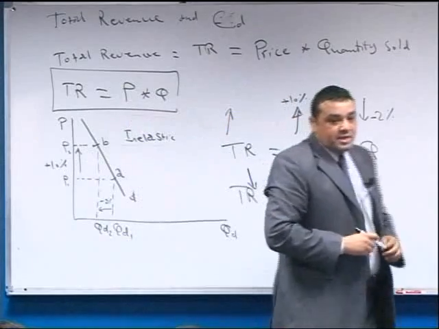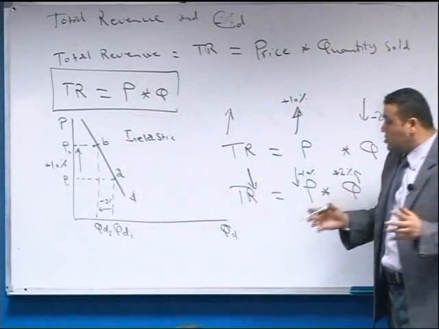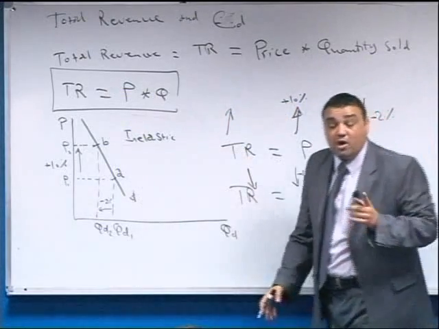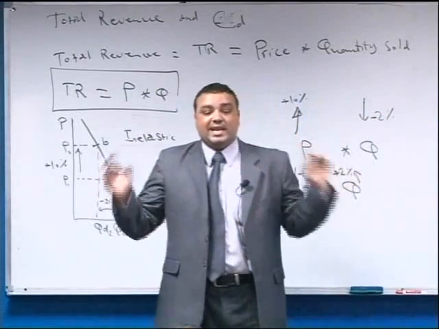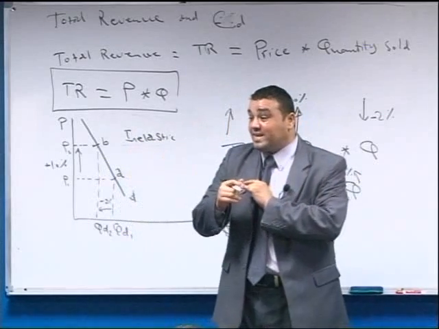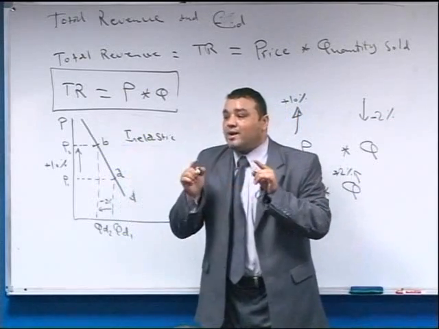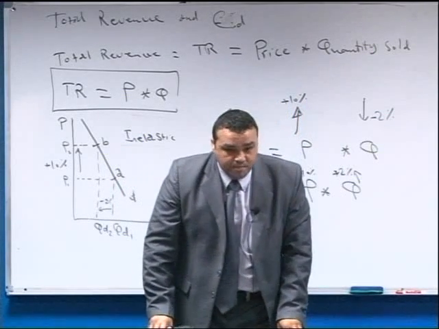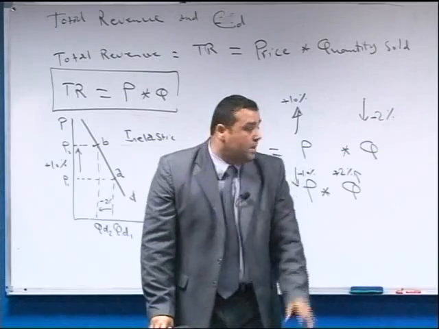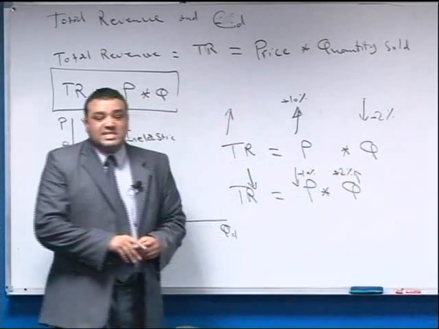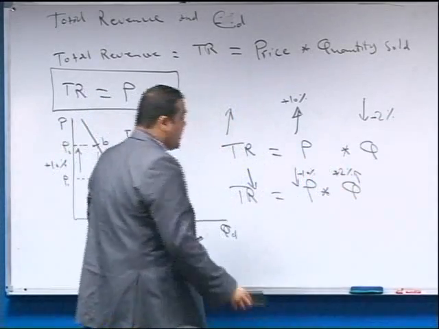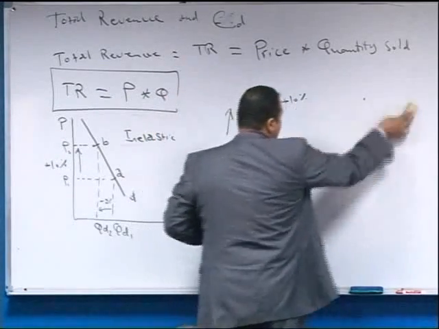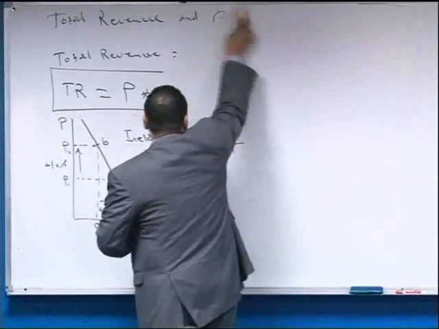So the rational decision is to increase the prices in order to increase the total revenue if the demand is inelastic. So if the demand is inelastic, I advise the producer to increase the prices in order to increase the total revenue. Right? Okay. If the demand is elastic, like the demand for Pepsi or the demand for banana or something else.